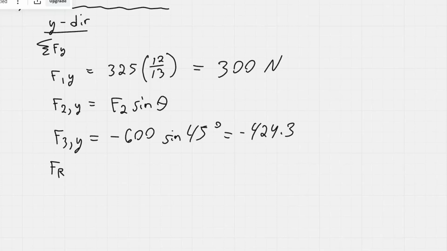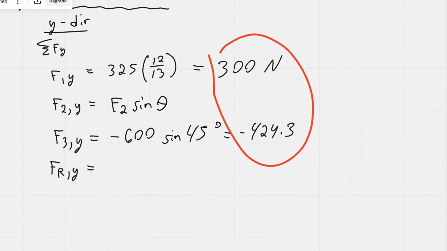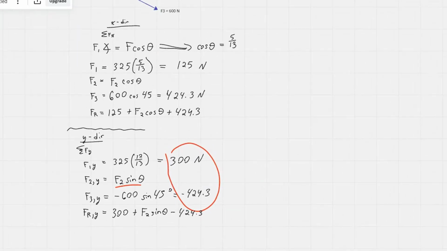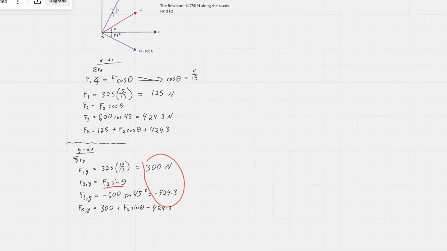Now we just need our F_R of y. And that is going to be all of this added together, right? Well, actually, and then plus that too. Don't forget that. So it's going to be 300 newtons plus F2 sine of theta minus 424.3. All right, so we have our F_R here. Now, we know that, but we don't know what our F2 is. So you've got to think about it.